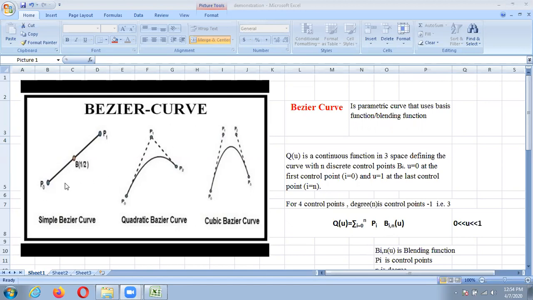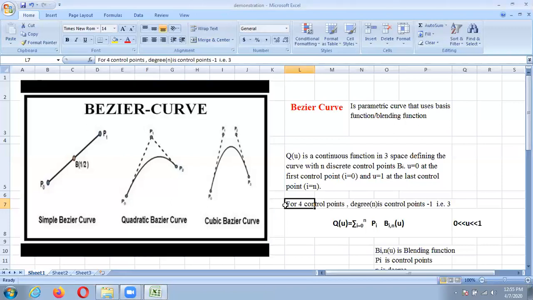When the Bezier curve has two control points, it is called a simple Bezier curve. When it has three control points, it is called a quadratic Bezier curve. A cubic Bezier curve has four control points. The degree of the curve can be calculated as the number of control points minus 1. So the degree n equals control points minus 1. Suppose we are using 4 control points, then the degree of that curve is 4 minus 1, which is 3.